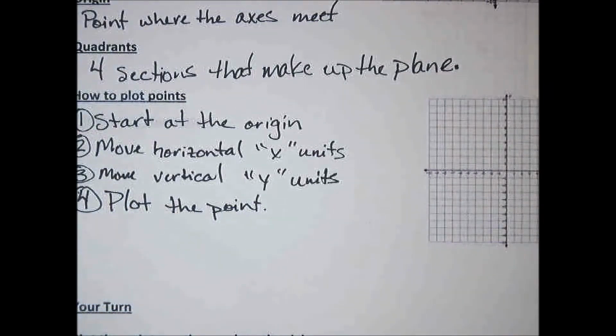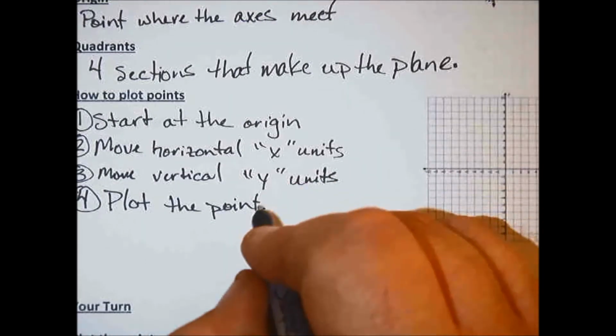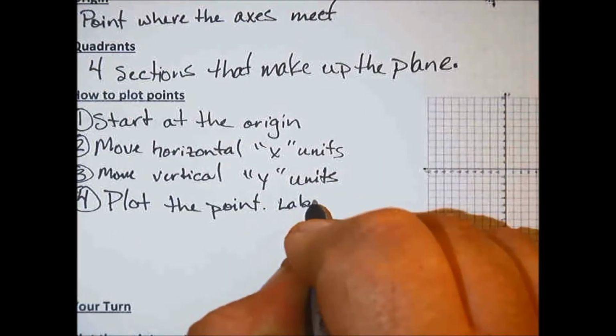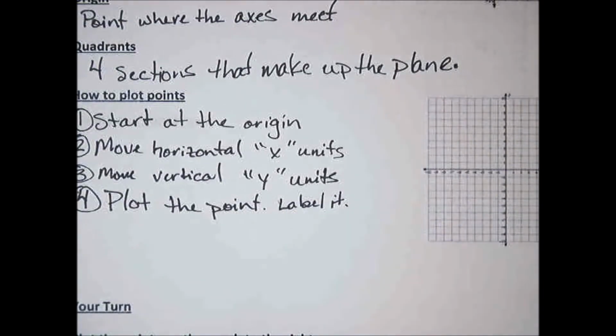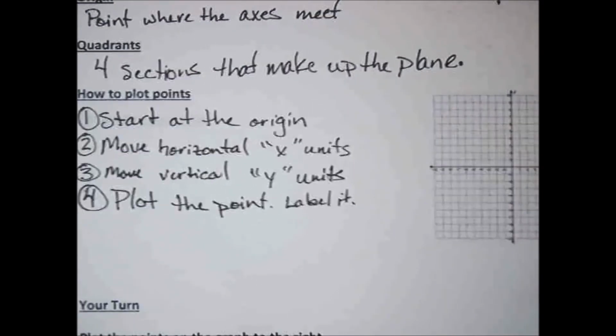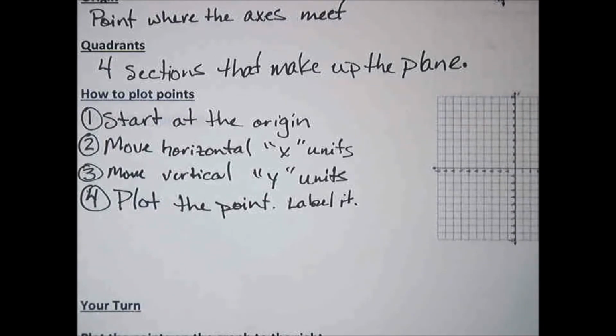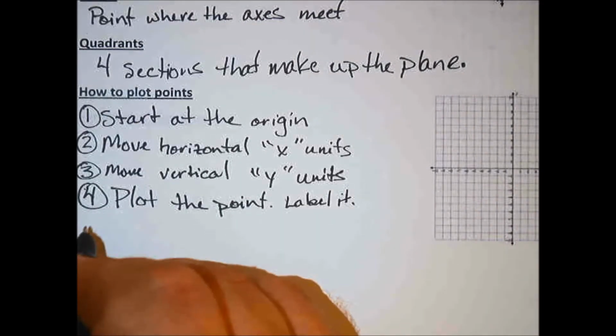Okay, plot the point and label it. I'm going to put that on there because that's important. It could be a 5th step, but those 2 steps are pretty easy, so I'll just keep them together. All right. Now, let's go ahead and practice this on a couple points.